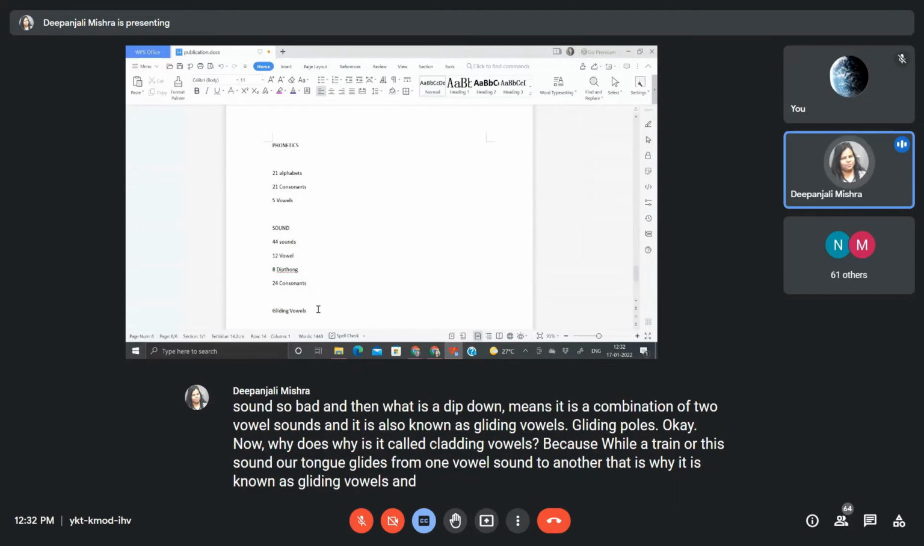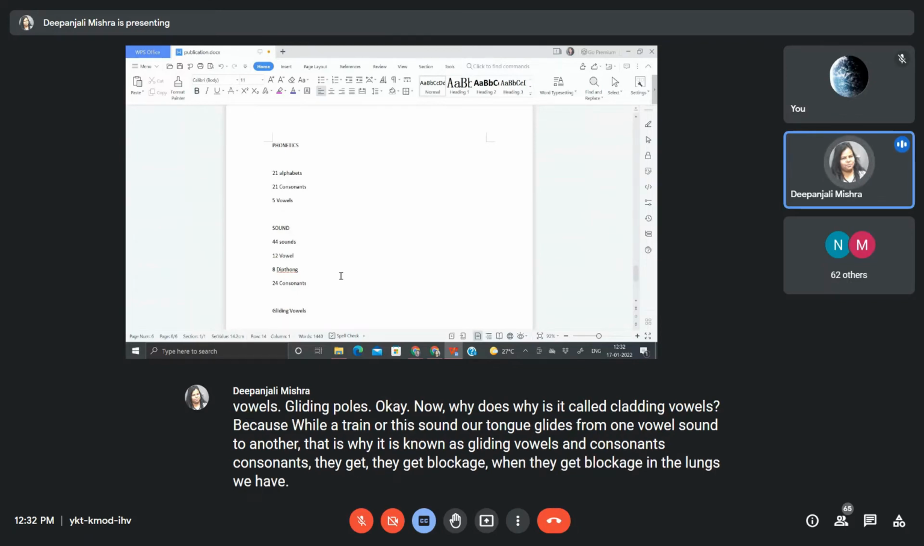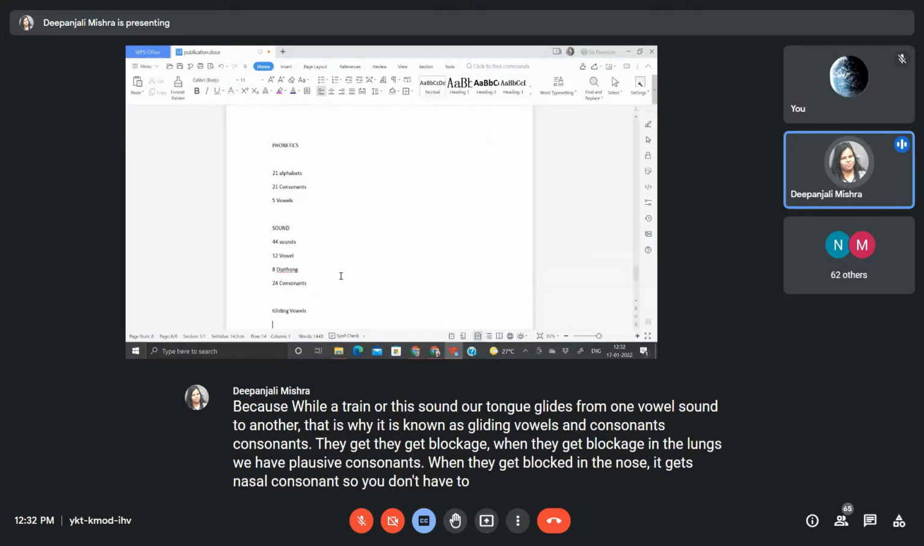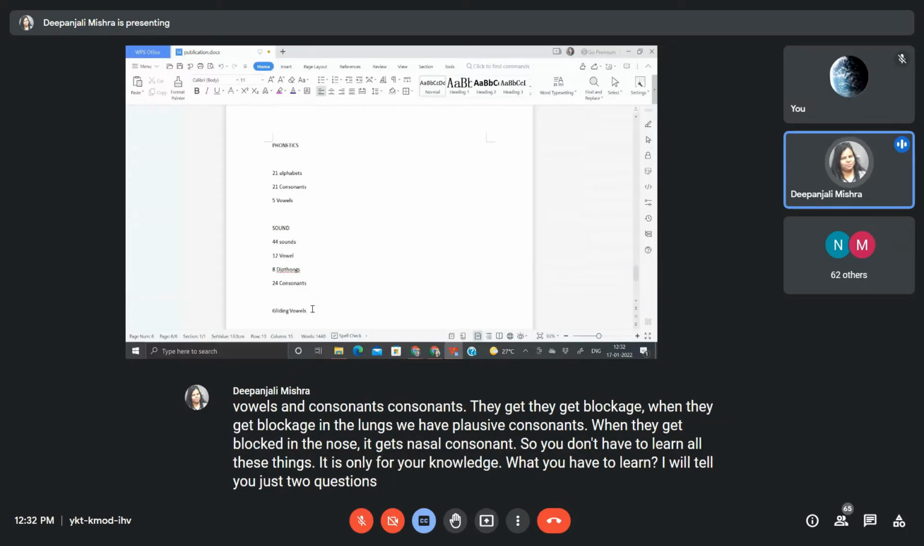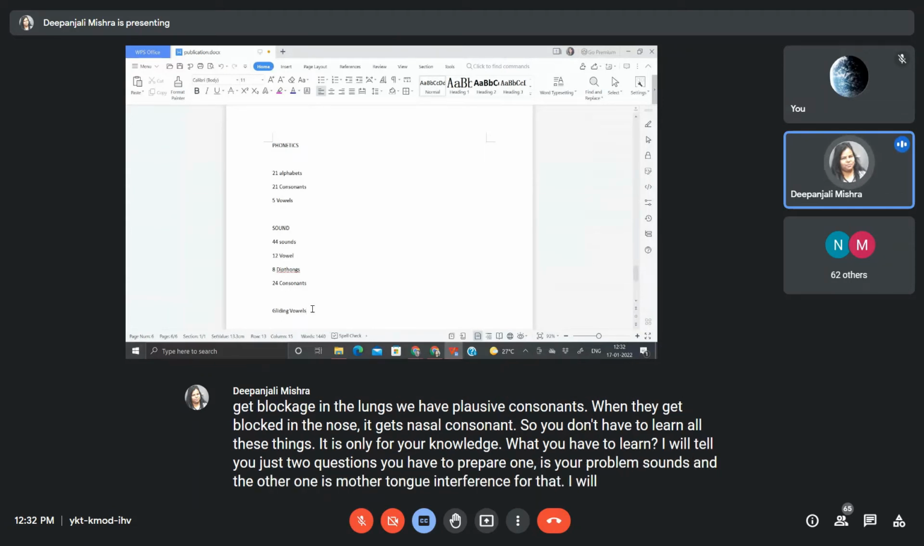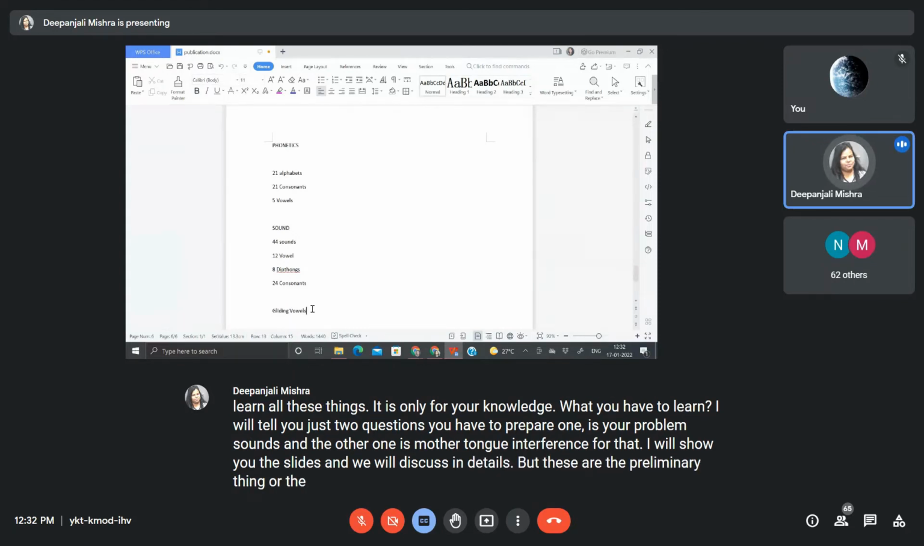And consonants, they get blockage. When they get blockage in the lungs, we have plosive consonants. When they get blocked in the nose, we get nasal consonants. So you don't have to learn all these things. It is only for your knowledge. What you have to learn, I will tell you. Just two questions you have to prepare. One is your problem sounds and the other one is mother tongue interference. For that, I will show you the slides and we will discuss in detail. But these are the preliminary things or the background information.